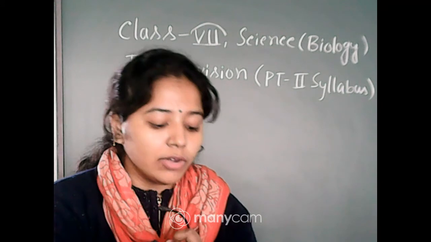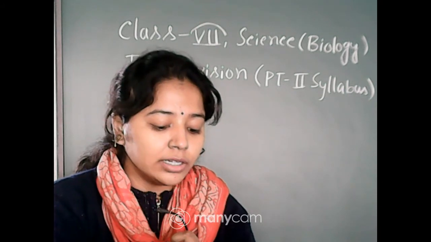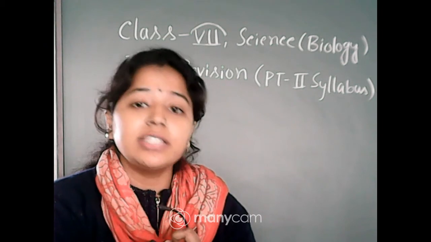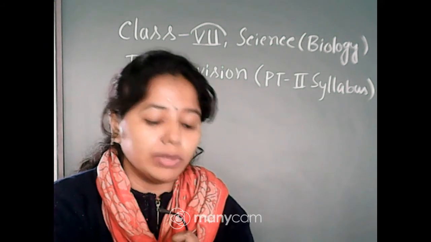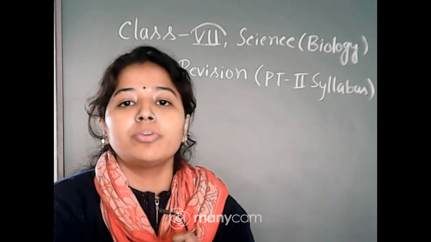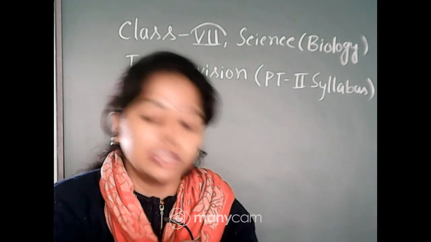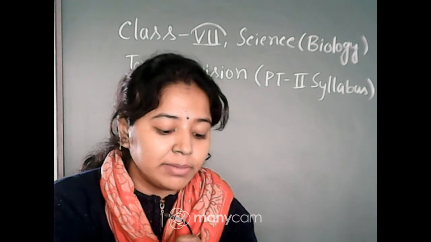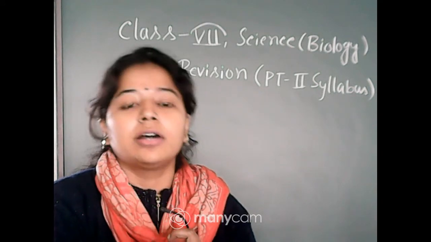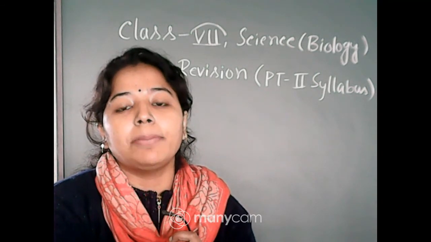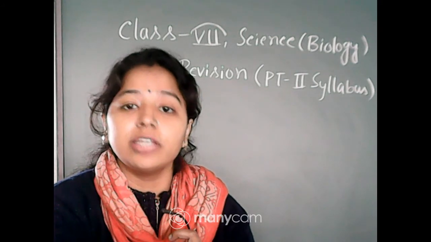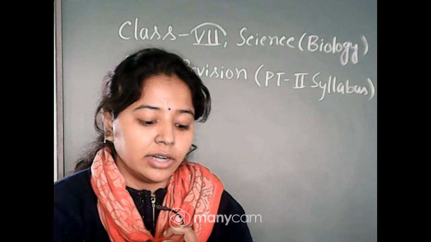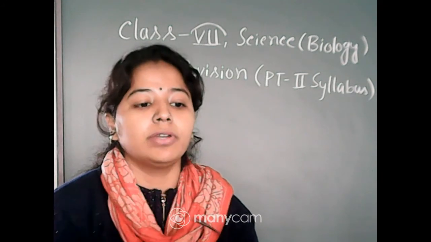Okay. Now another question: what is the thinnest blood vessel in the human body? There will be so many options: arteries, veins, capillaries. So what is the thinnest blood vessel among artery, vein and capillary? Capillaries is the thinnest. Understood? I hope you understood.